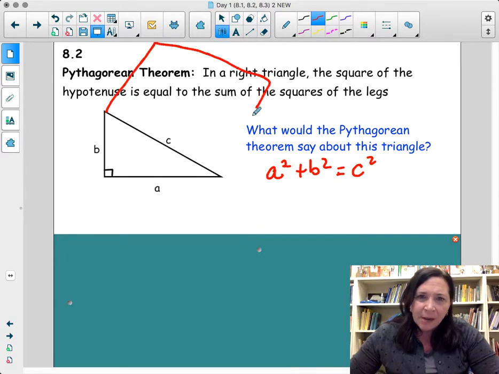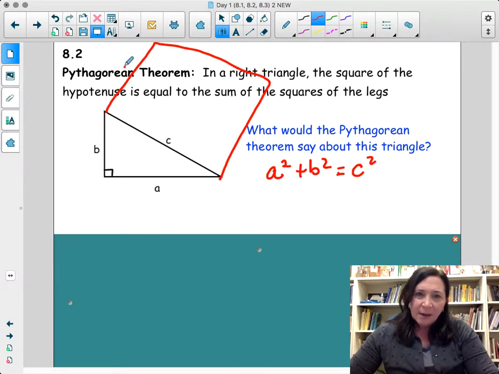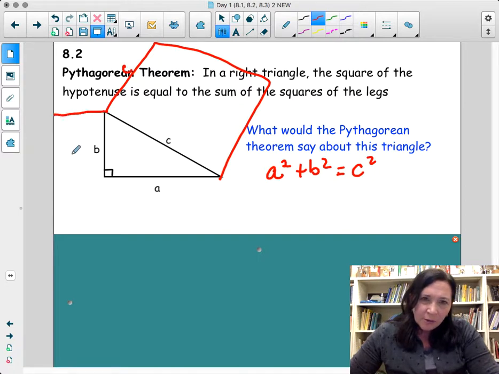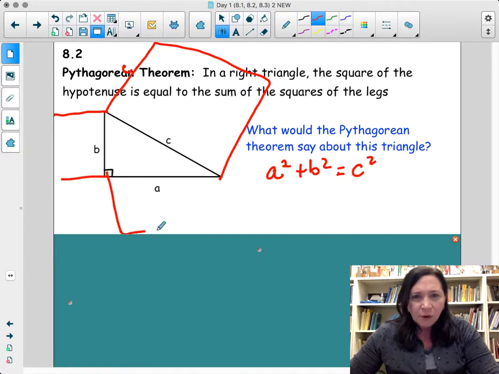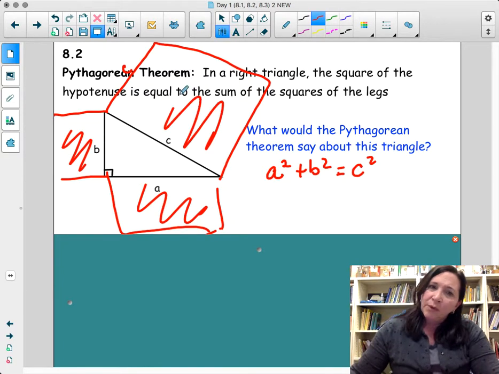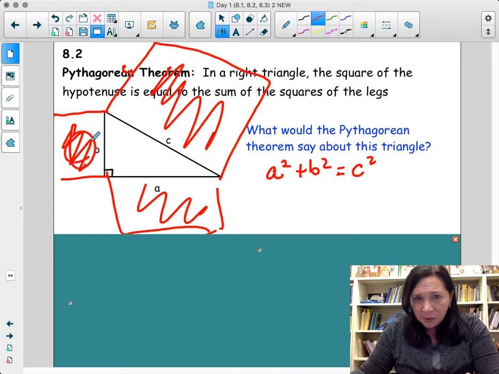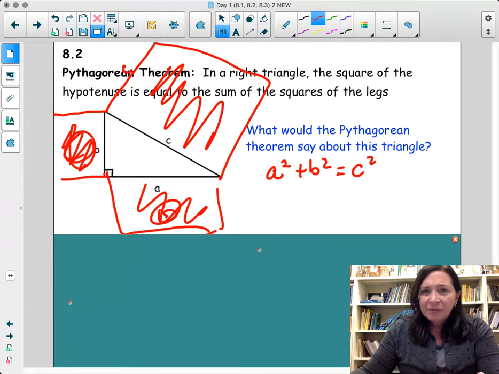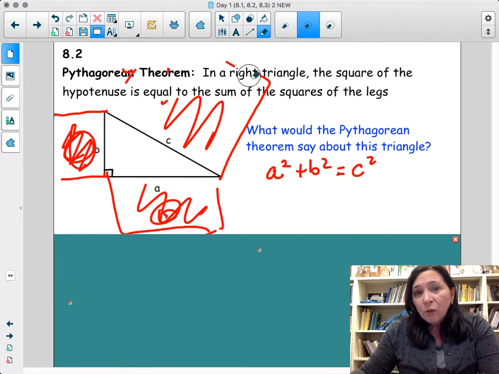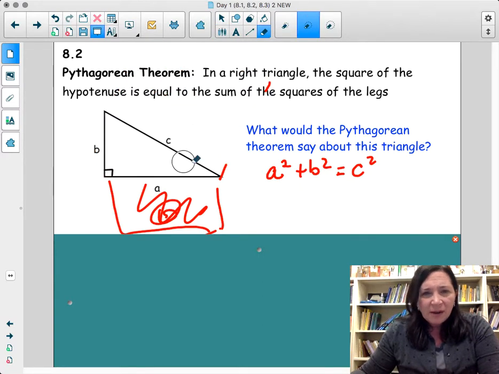Like if you were to make a square of this, c times c, and then you made a square over here, and then a square over here, basically the areas of a squared and b squared add up to be the sum of c squared. So there are some really cool online proofs, and I know you did a lot of this in Algebra 1 last year.